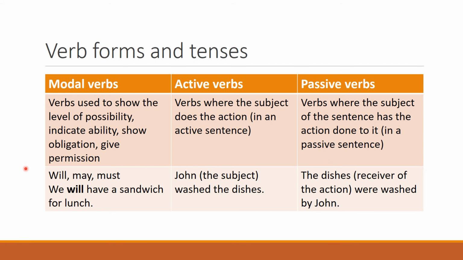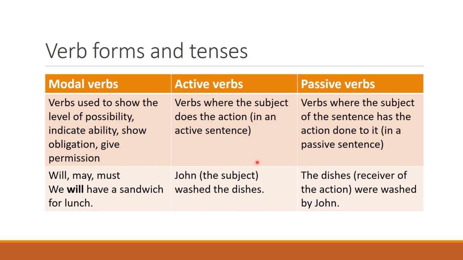And finally, we're just going to look at some types of verbs to finish with. We've got three more types to look at, which are modal verbs, active verbs, and passive verbs. So first of all, modal verbs are verbs used to show the level of possibility, to indicate ability, show obligation, or to give permission. So for example, we have will, may, must. In a sentence, it might sound like this. We will have a sandwich for lunch. You could also say we must have a sandwich for lunch, for example.